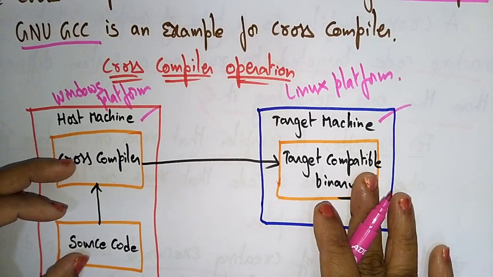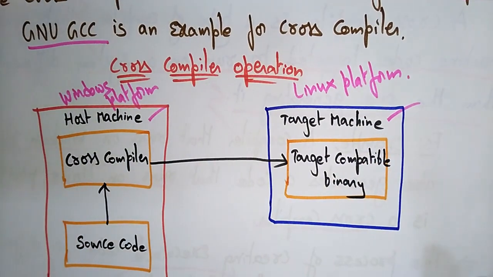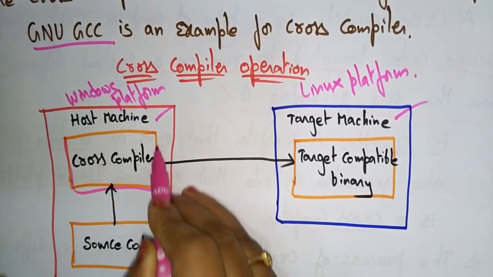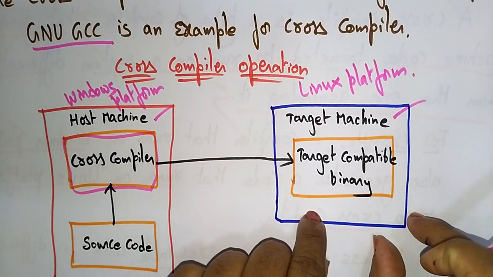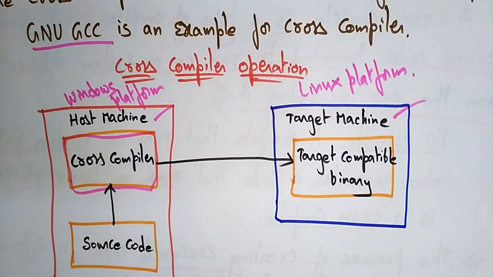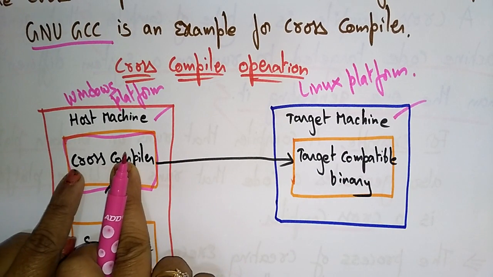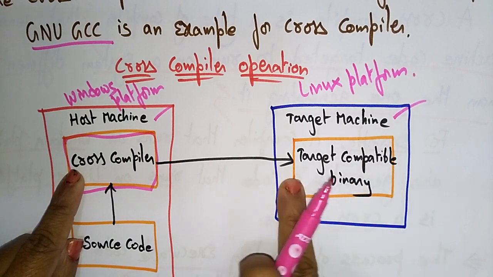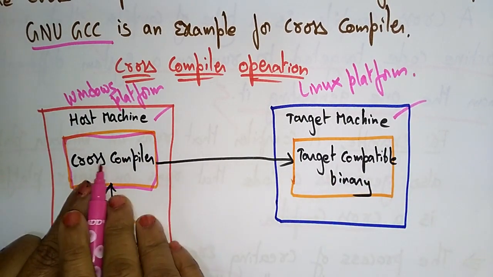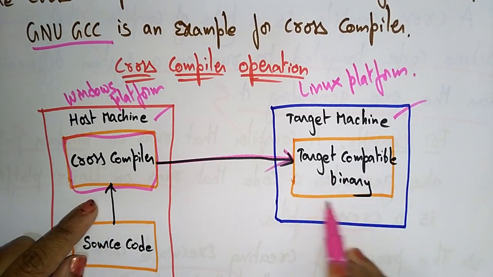So you are generating a code here, but the execution process is working on the target machine. The host machine consists of the cross compiler. With the help of the cross compiler, you can execute these Windows platform programs on another platform, that is the target machine, which is a Linux platform. First I have written the program, the source code, on my Windows platform. With the help of the cross compiler, I am executing my source code on the Linux platform. That is a target compatible binary. So this cross compiler is converting my source code into target compatible binary.